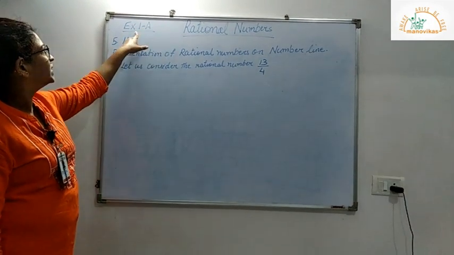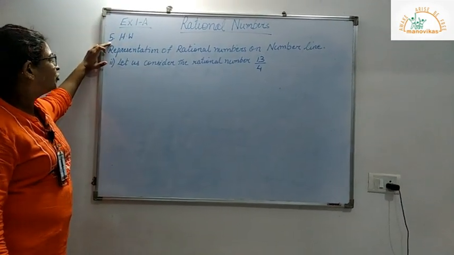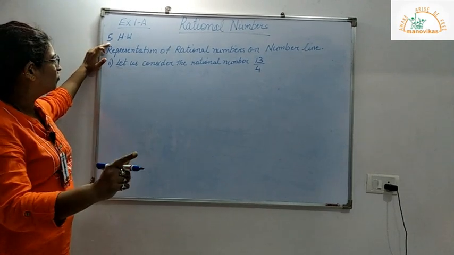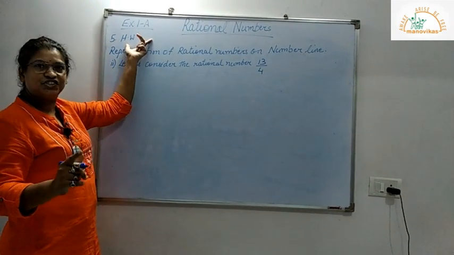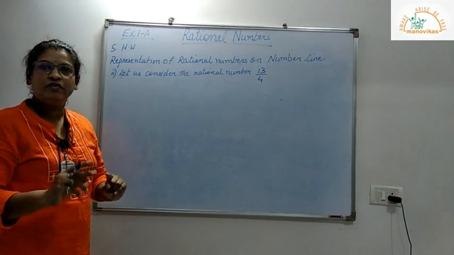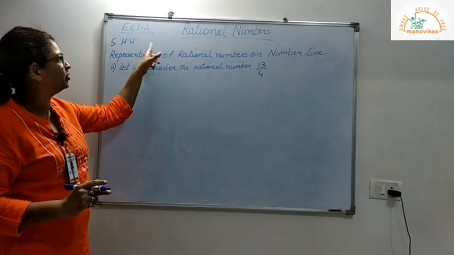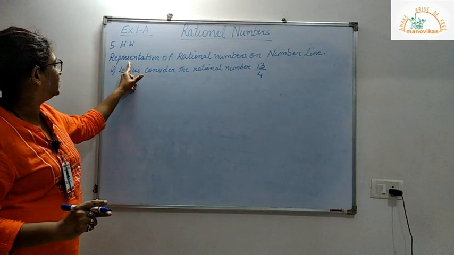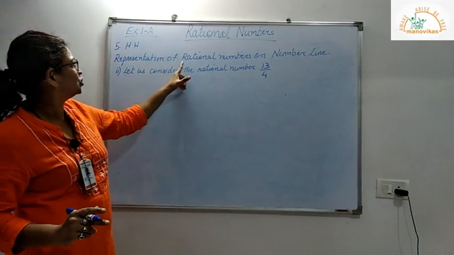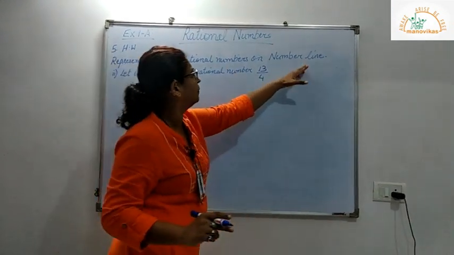We continue with exercise 1A. Now the fifth sum you can try out for homework, that is to arrange the rational numbers in ascending order. We have already done one, so you can continue with these problems. Now we see the representation of rational numbers on the number line.